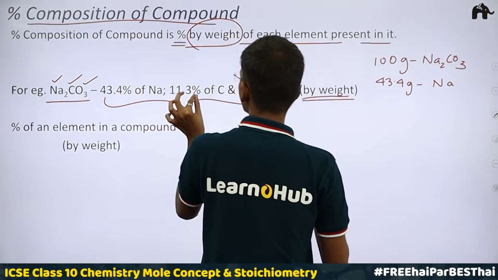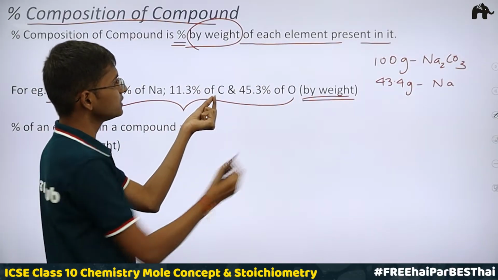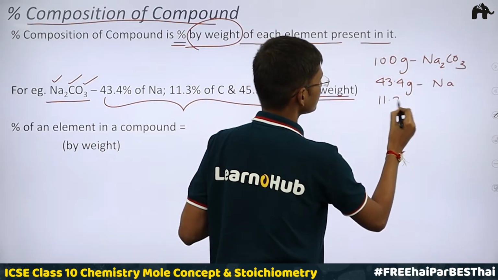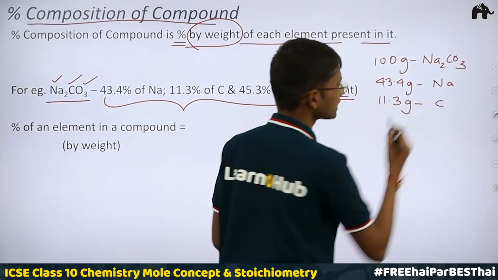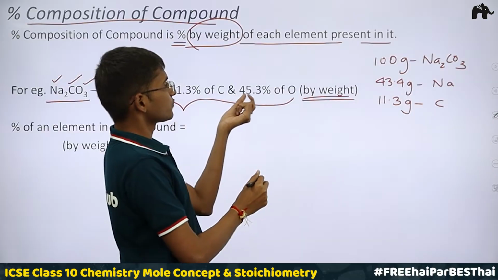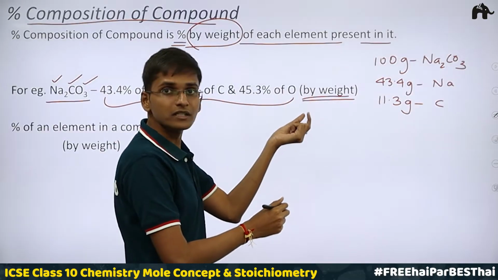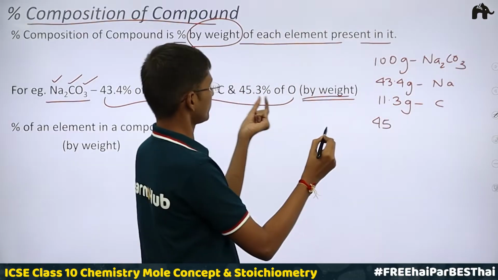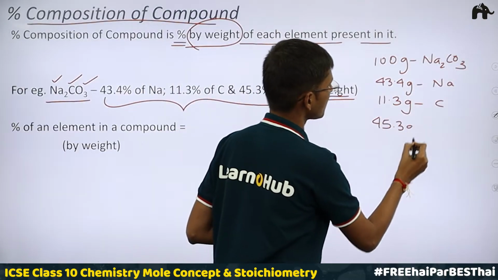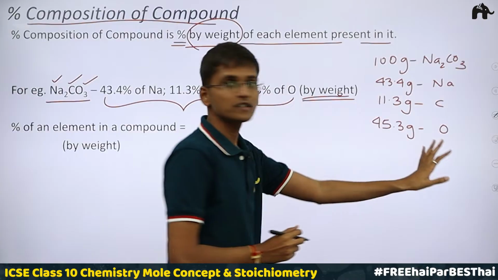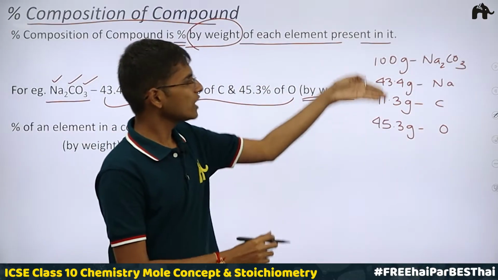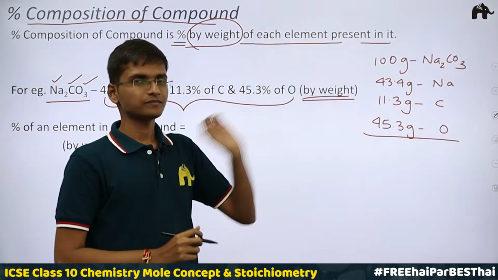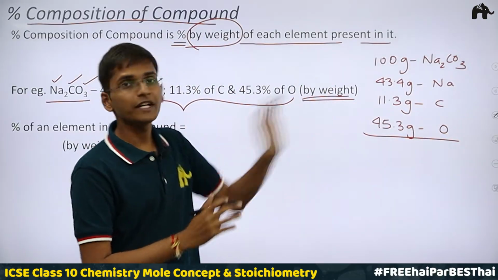Then 11.3% of carbon by weight means out of this 100 grams, 11.3 grams is carbon. And similarly, 45.3% of oxygen by weight means out of 100 grams, 45.3 grams is oxygen. Understood? Now, if you add these, you would definitely get a total of 100 grams. So this is what percentage by weight means.